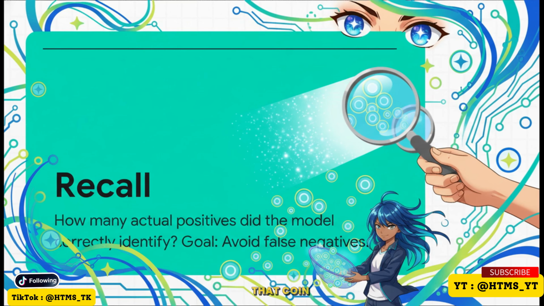Now, on the other side of that coin, we have recall. Recall asks a totally different but equally important question. Of all the positive cases that actually exist out there, how many did my model manage to find? The goal with high recall is to avoid false negatives. You want to make sure you catch everything, leaving nothing behind.